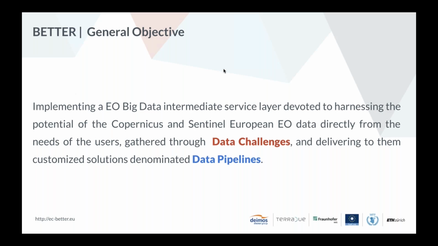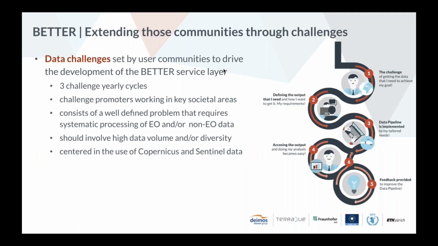So the idea is to identify data challenges, a total of at least 3 per challenge promoter per year. So that was at least 9, plus some external ones. In total, we had at least 36 throughout the last few years, but there were even more of what we considered external challenges. And then data pipelines were developed to solve these challenges. So next slide, a bit more information, a bit more graphic, right?